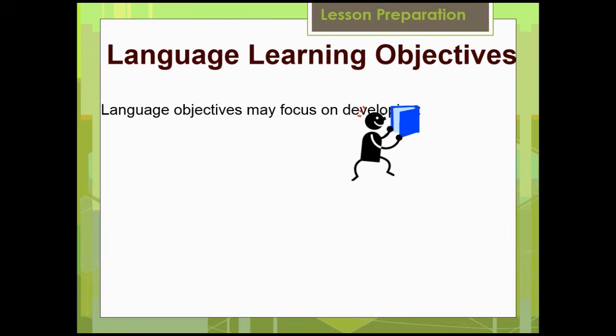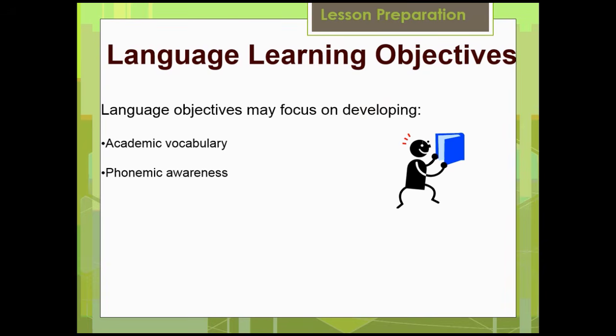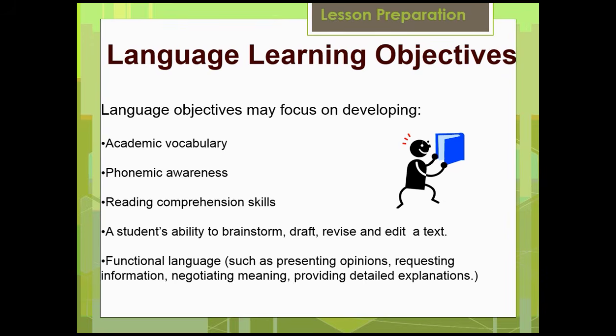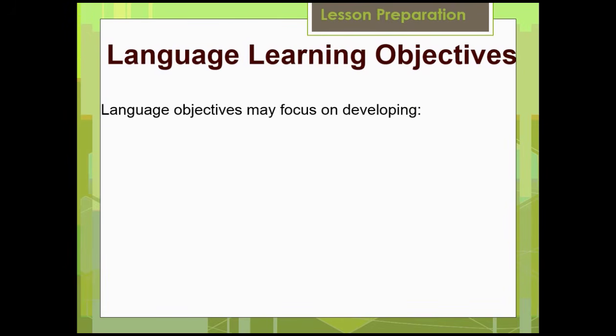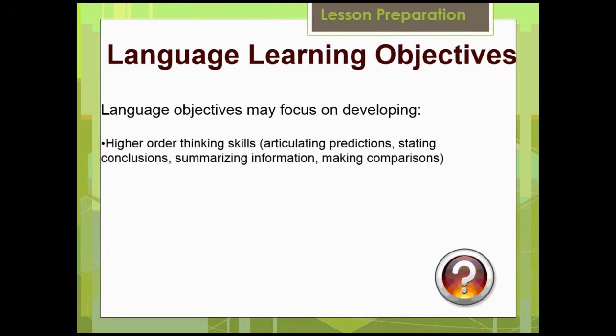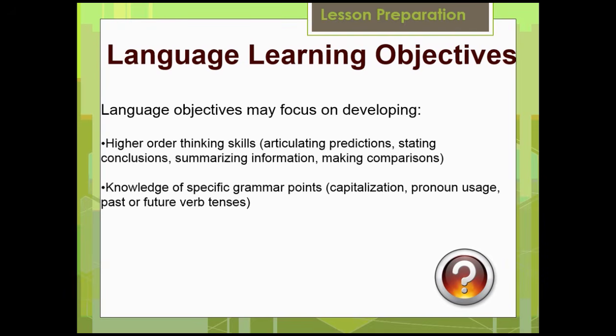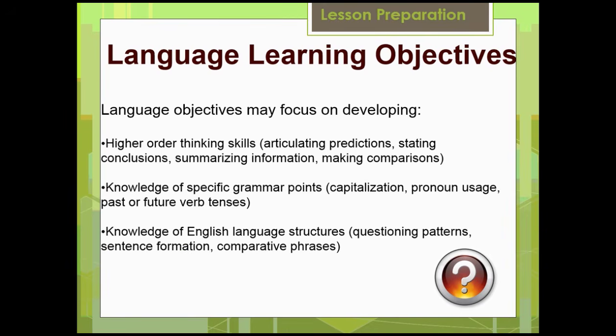Language objectives may focus on developing academic vocabulary, phonemic awareness, reading comprehension skills, a student's ability to brainstorm, draft, revise, and edit a text, and functional language such as presenting opinions, requesting information, negotiating meaning, and providing detailed explanations. They may also focus on developing higher order thinking skills, such as articulating predictions, stating conclusions, summarizing information, and making comparisons. Language objectives also can focus on the knowledge of specific grammar points, such as capitalization, pronoun usage, and past or future verb tenses. And language objectives also focus on knowledge of English language structures, such as questioning patterns, sentence formation, and comparative phrases.